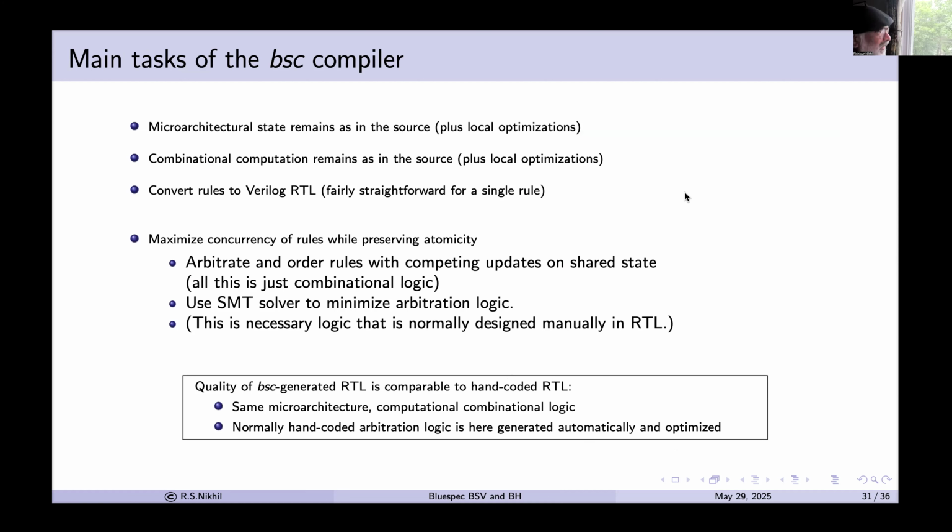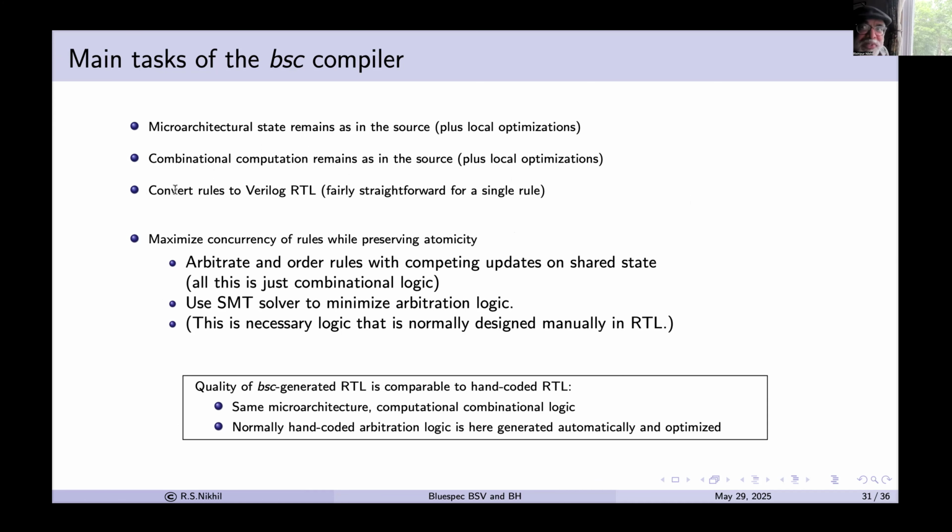Plus local optimization. If BSC finds that you never write into a register, and you just initialize it, it might convert that into a constant. Or if you never read from a register, it might just take it away. But these are small local things. The computation that you had in your source, A plus B, or left shift this by so much, remains exactly the same all the way through. Once again, we might do some local optimizations, common sub-expression elimination, those kinds of things.